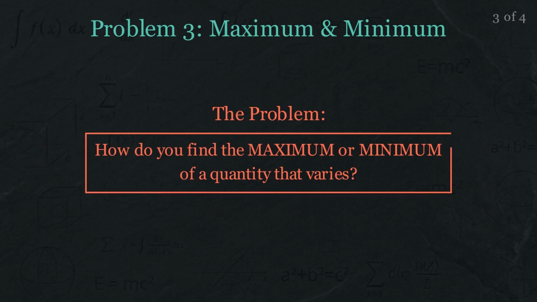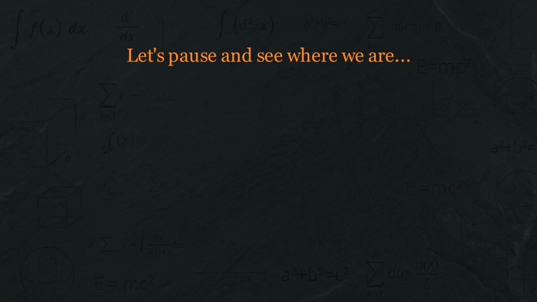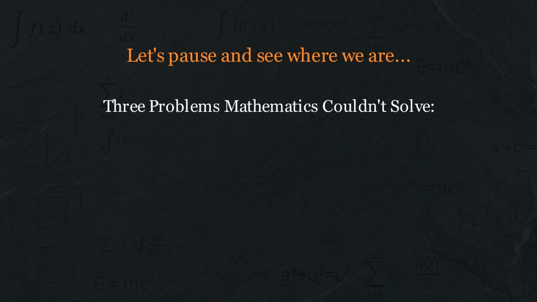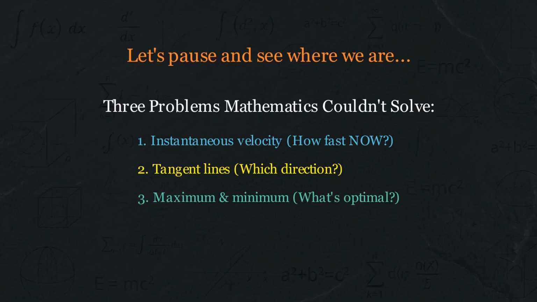How do you find the maximum or minimum of a quantity that varies? Simple algebra and geometry couldn't solve this. A new method was needed. Let's pause for a moment and see where we are. 3 problems that mathematics could not solve. 1. Instantaneous velocity. How fast is something moving right now? 2. Tangent lines. Which direction is something heading at this exact moment? 3. Maximum and minimum. What's the optimal value?